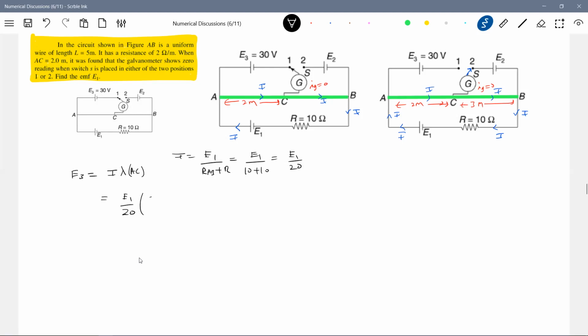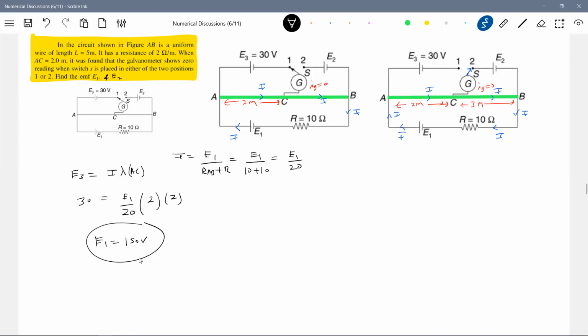Then lambda, resistance per unit length, is 2 ohm. AC is given as 2 meter. E3 we know is 30 volt. I think we can find out E2 also. So E1 is equal to 150 volt. Yes, 150. Can we calculate E2? Find E1 and E2. Some E2 is missing. Can we calculate E2?